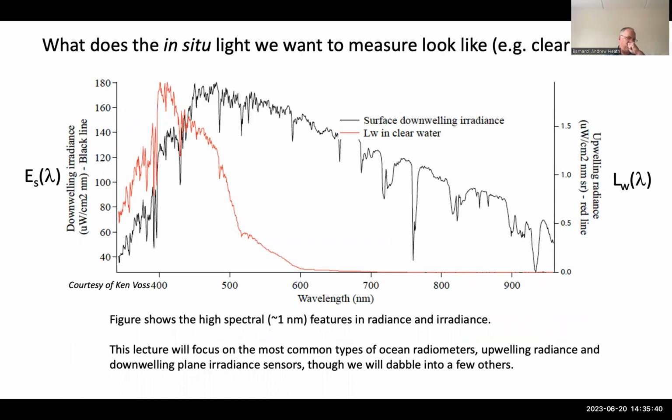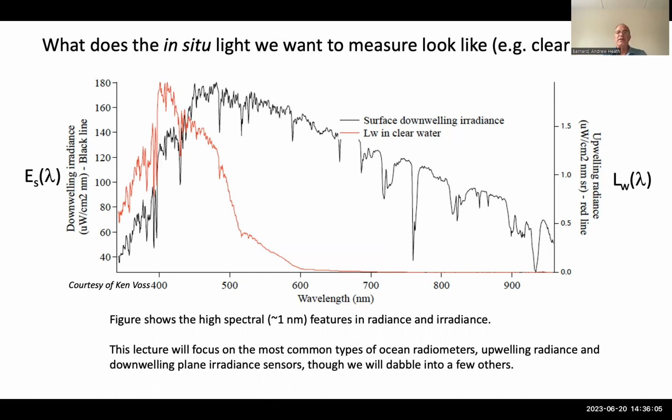So, excuse me. What does the in situ light we want to measure look like? This is for clear water. I think we've seen this before. The black line is the surface irradiance right above the surface of the water. The red line is the upwelled or water leaving radiance, the radiance that's coming out of the ocean, as a function of spectral wavelength.